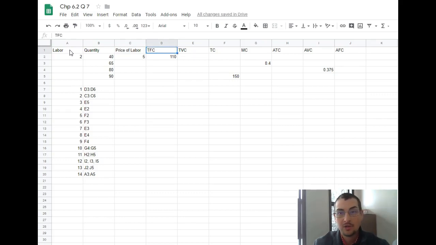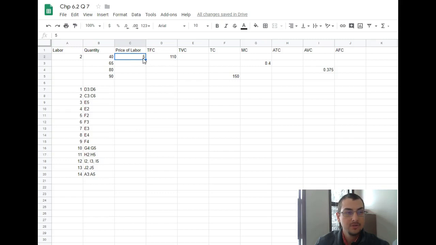Then you've got your total fixed cost, total variable cost, total cost, marginal cost, average total cost, average variable cost, and average fixed cost. The beautiful thing about this question is it's really forcing you to know the different formulas and how to apply them. First, since the question identifies that we are dealing with a perfectly competitive market, we are price takers on both the price of the input and the output. So the price of that input is going to stay the same.